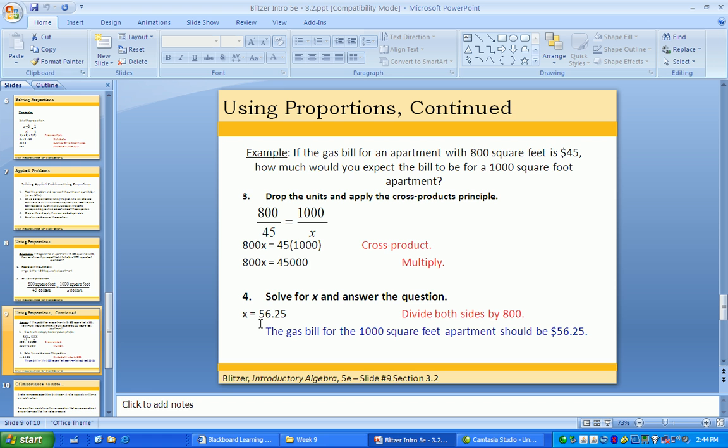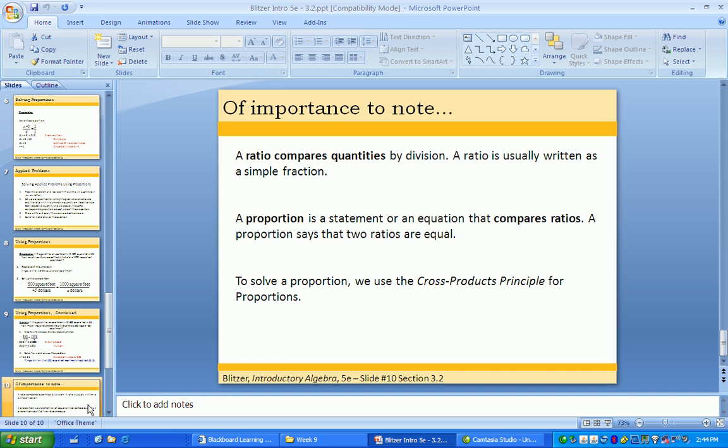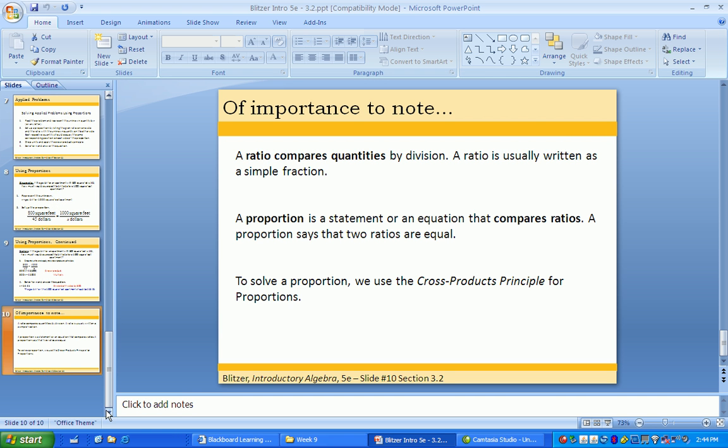So the main things to note here are that a ratio compares quantities by division. It's just a different way of writing and saying division. A proportion compares two ratios. So a proportion has an equal sign in it, and you usually have to solve for an unknown variable. And the last one is that the easiest way we know how to solve a proportion is by using the cross product principle. So go ahead and try the problems out, and good luck.